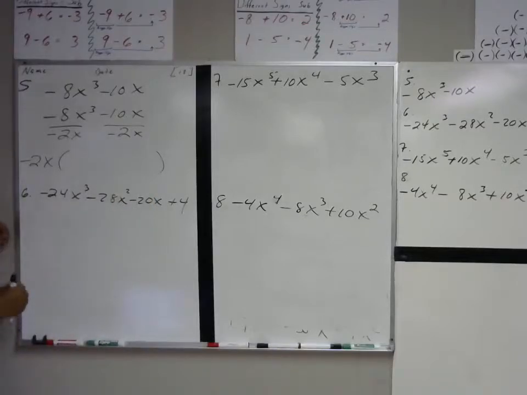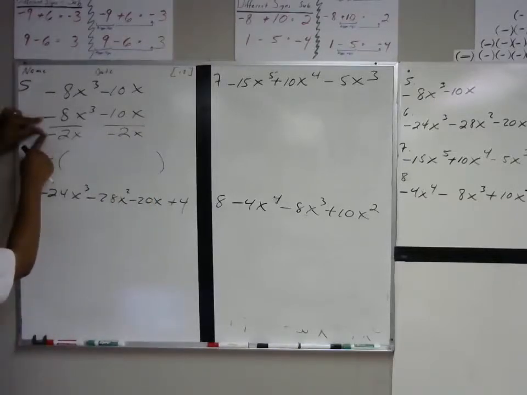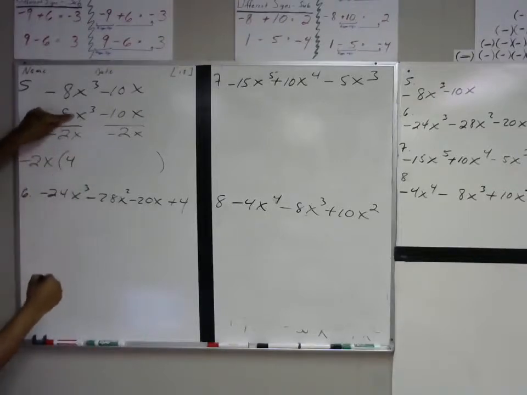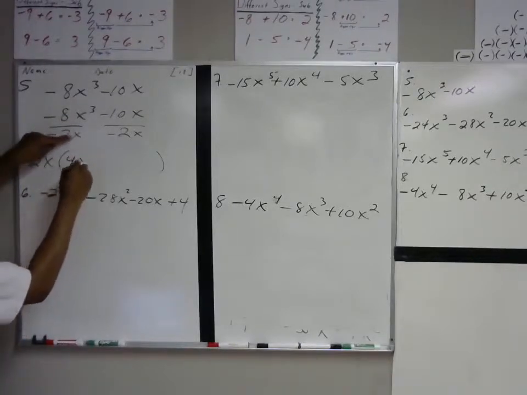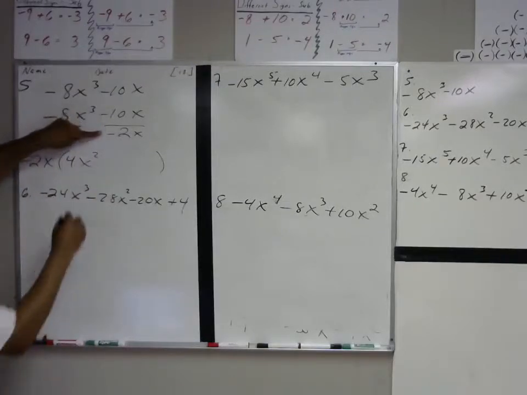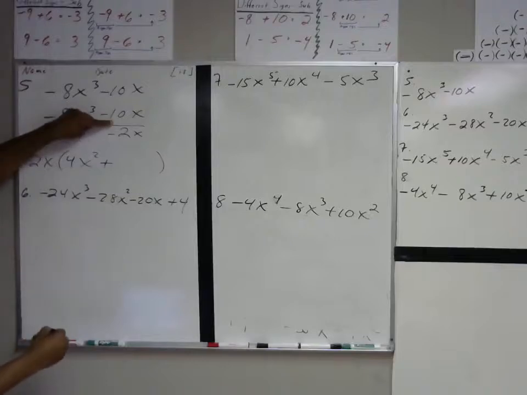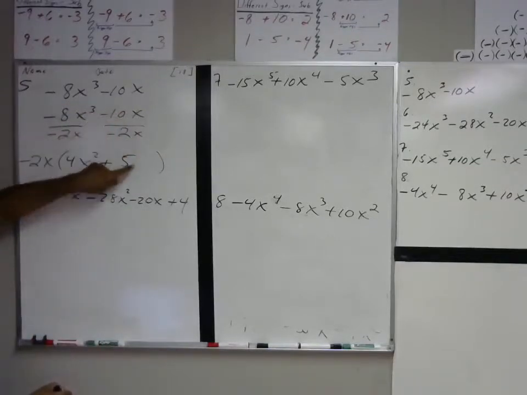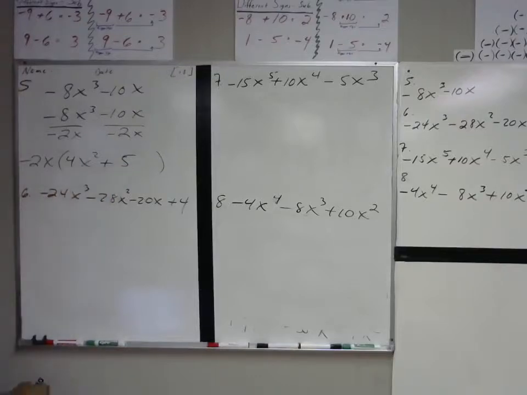Let's find out what we get. So negative divided by negative is positive. 8 divided by 2 is 4. X to the third divided by x is x to the second. Here, a negative divided by negative is positive. 10 divided by 2 is 5. And x divided by x is 1. And 1 times 5 is 5.